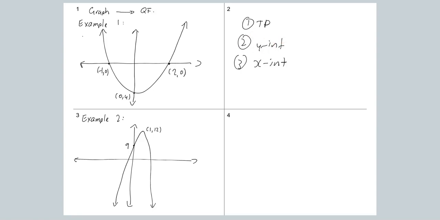I'd say that if you've got the y-intercept, you'll need at least 2 other points. But for the turning point or the x-intercept, as long as you've got one other point, you can pretty much solve this sort of problem. So let's have a look at this example 1.